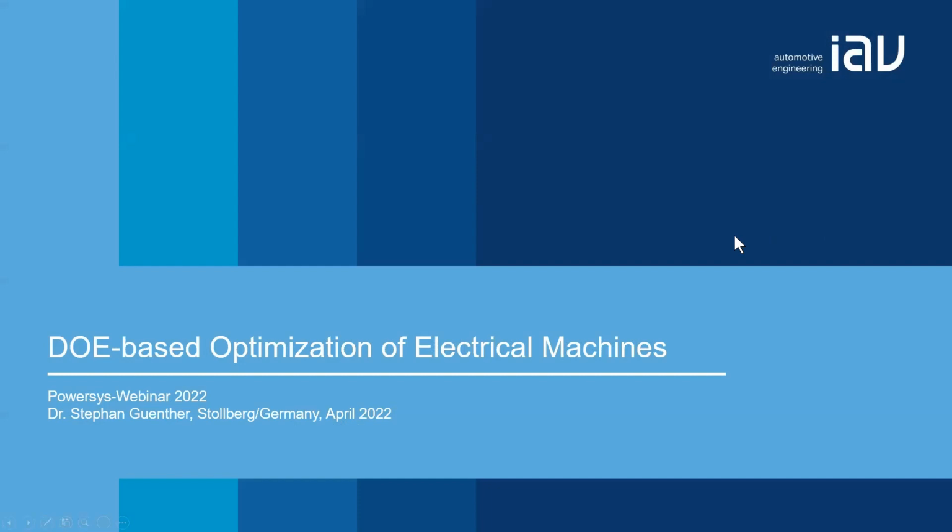Thank you very much for the introduction. Today, I would like to present an optimization process for electrical machines based on the so-called design of experiment approach, or in short, DOE. We at IAV use this in-house developed process mainly for the design of e-machines used in different automotive applications. So for instance, traction motors of electric vehicles or starter generators.